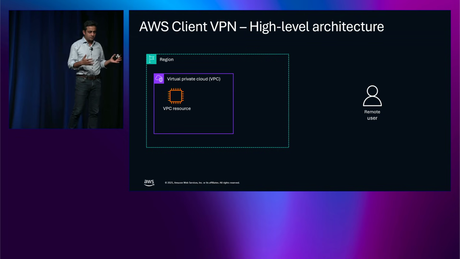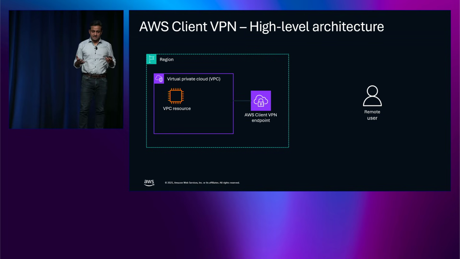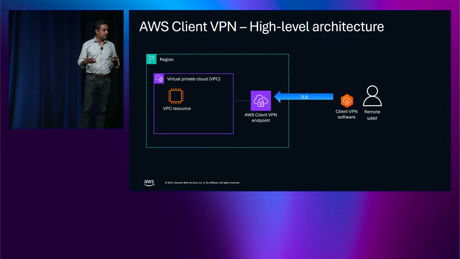So let's first jump into Client VPN. In Client VPN, the user will need a client. So we provide a client. They deploy it on their laptops. And then from those laptops, they connect to the Client VPN endpoint, which is running in an AWS Region. And once the user is authenticated, then they can access all the resources in your network in AWS.